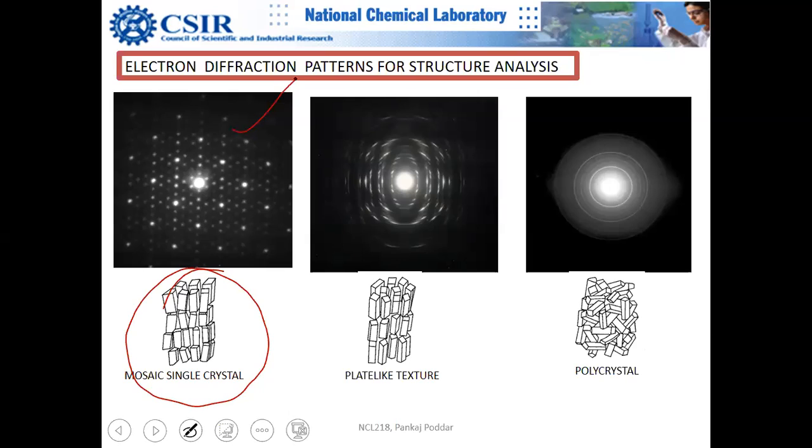If you have a plate-like structure, which you often do, you will see this kind of elongated lines. You see the dot has become elongated. You see the difference between this and this. So when you have a plate-like texture, that is this. If you have a polycrystallite, a jumbled up thing, then you get rings, concentric rings actually.